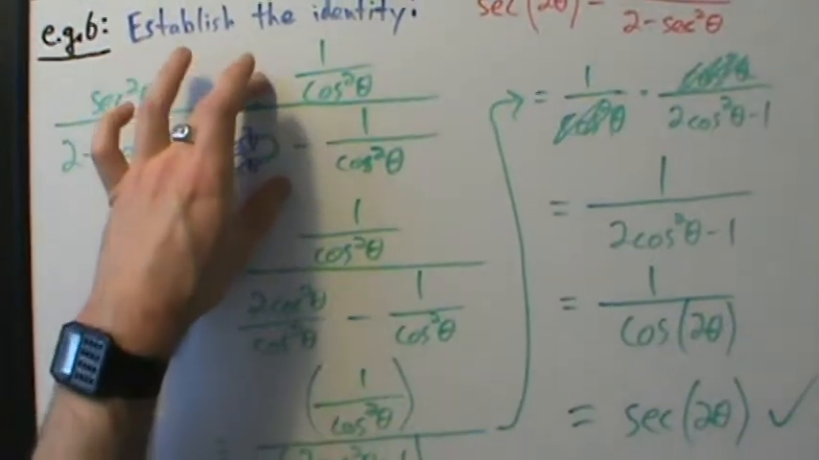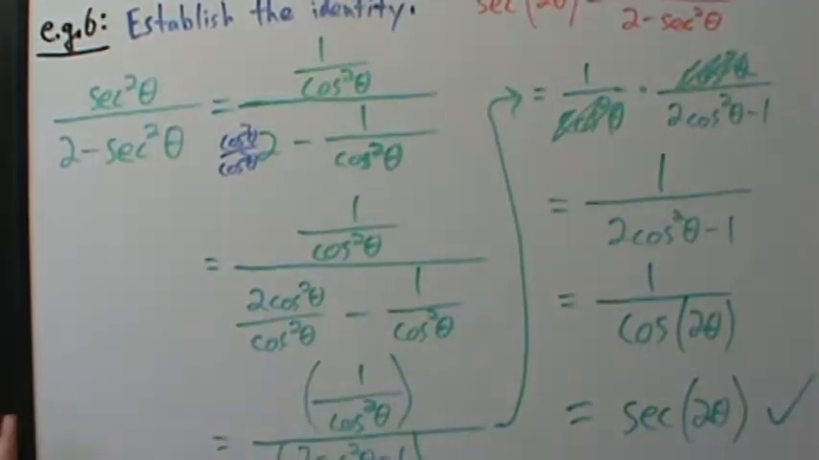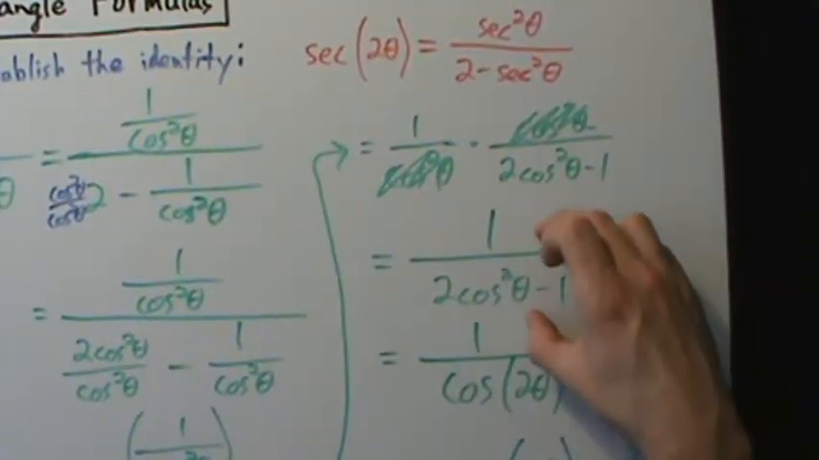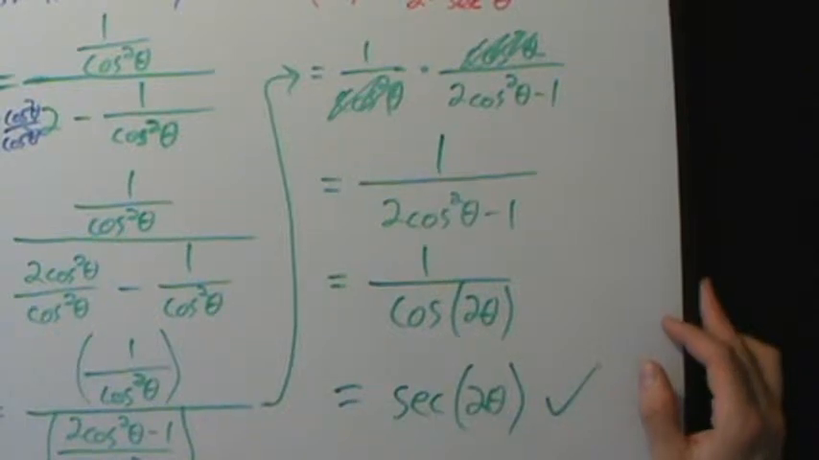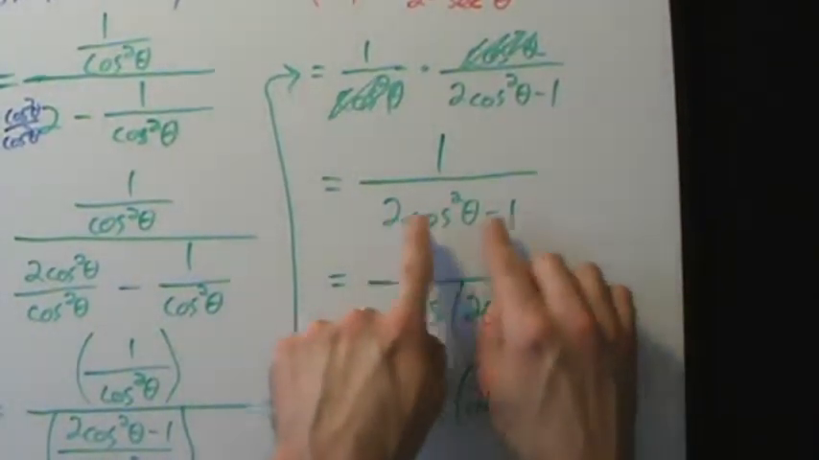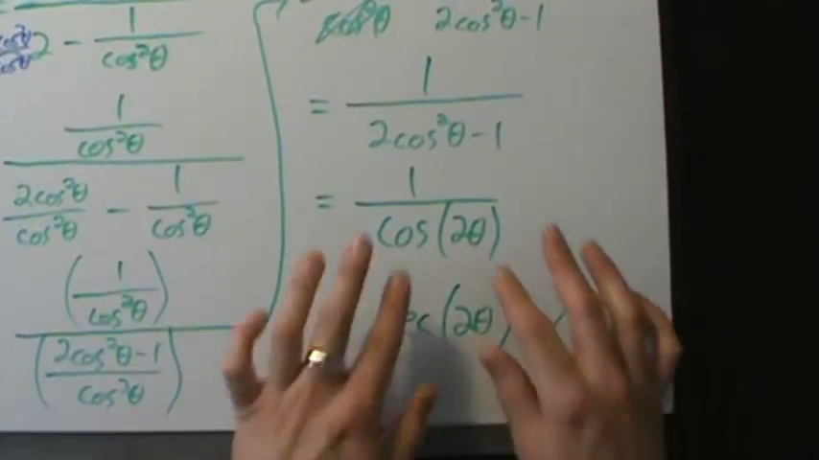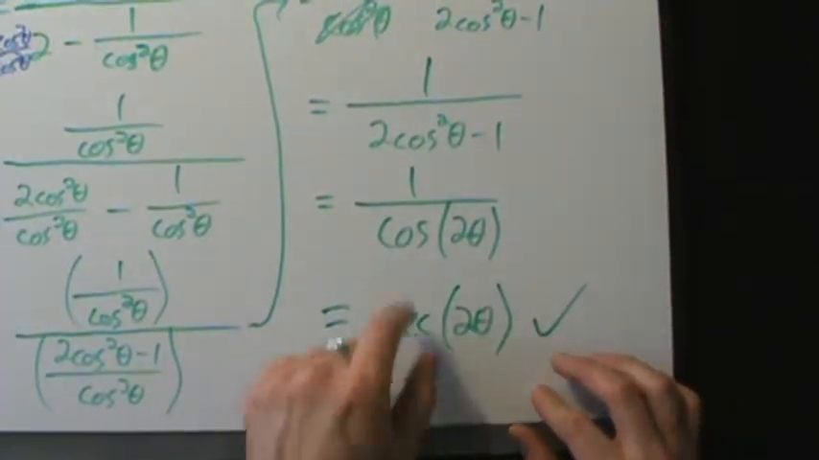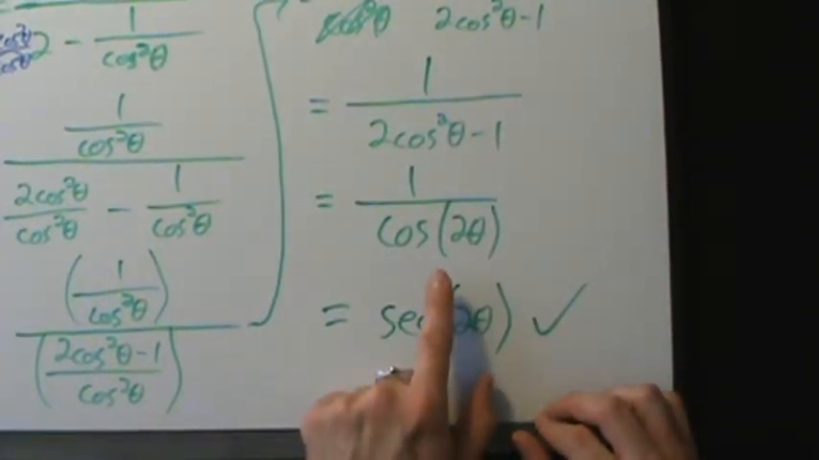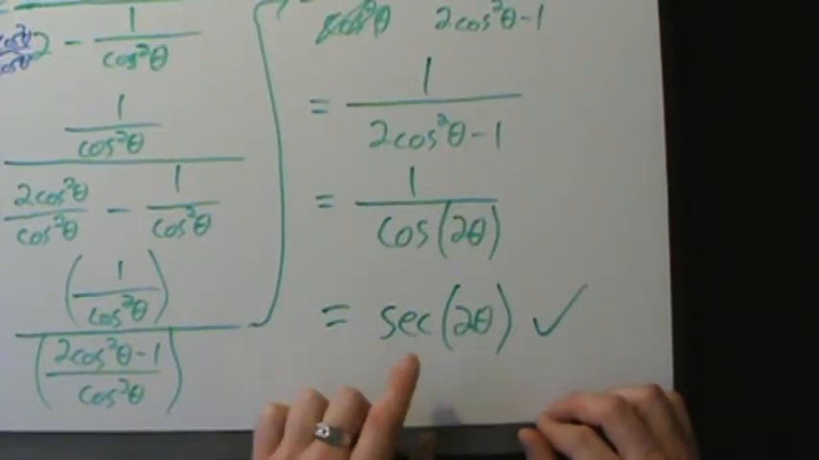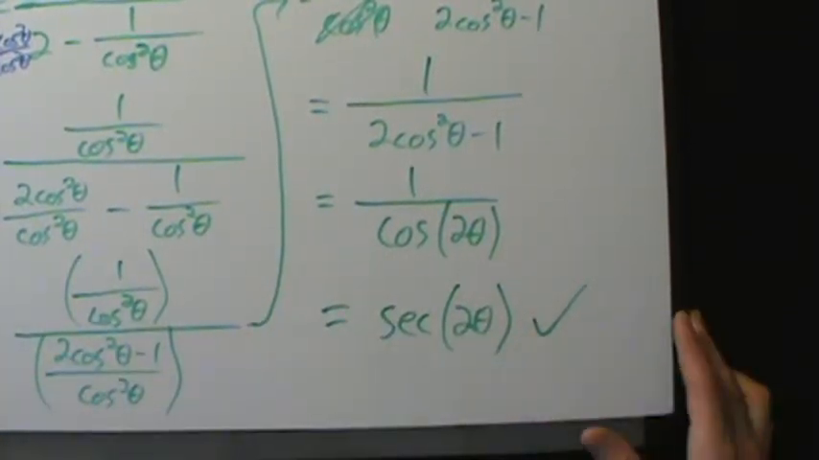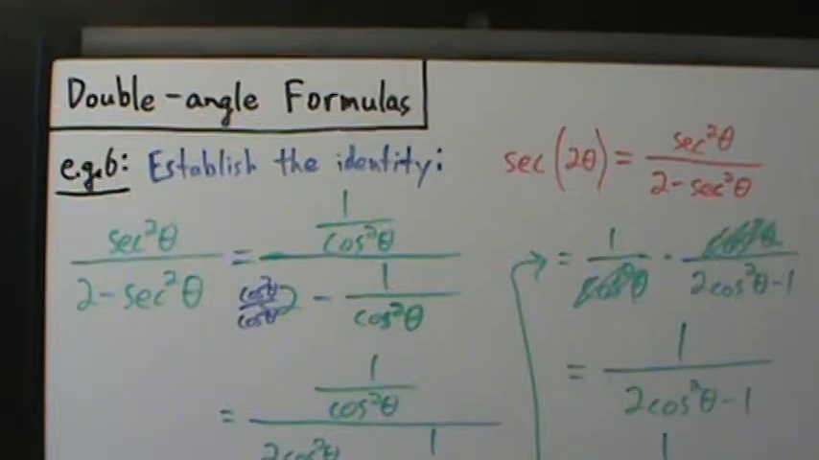So we did that, then we got a common denominator and simplified a little bit. After simplifying, we ended up with this right here. And we said, okay, this is the cosine of 2 theta. That's one of our double angle formulas. And then that gave us exactly what we wanted right away. So 1 over cosine of 2 theta is secant of 2 theta, because secant and cosine are reciprocals. So that's that. That's example 6 of double angle formulas.